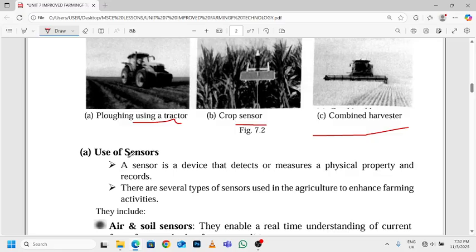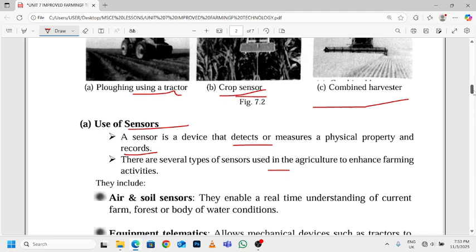So let's start with the sensors. What are the sensors? Because here we're talking about crop sensors. A sensor is a device that detects or measures a physical property and records. The word sensor has come from the word sense, that's to feel. So those are the devices that detect or measure. There are several types of sensors that are used in agriculture to enhance farming activities.